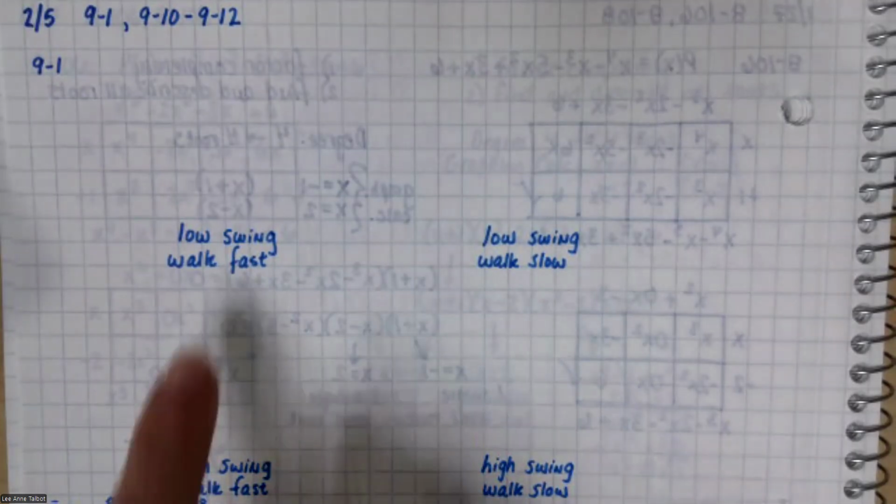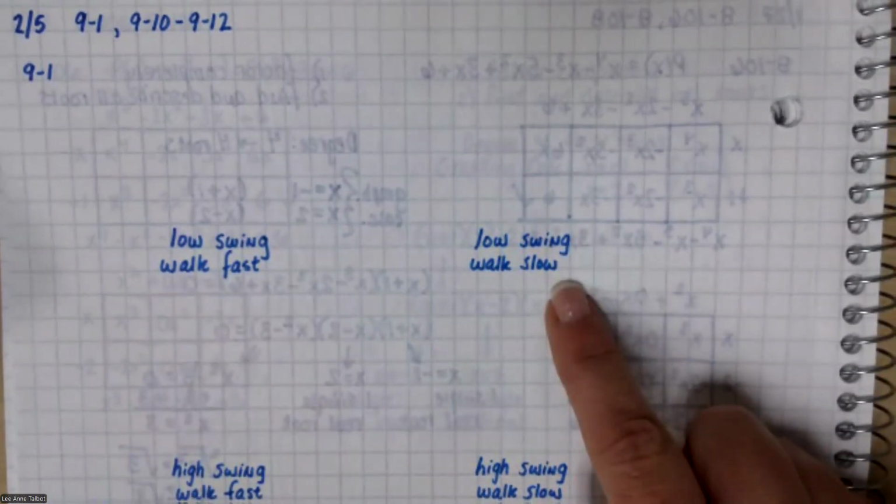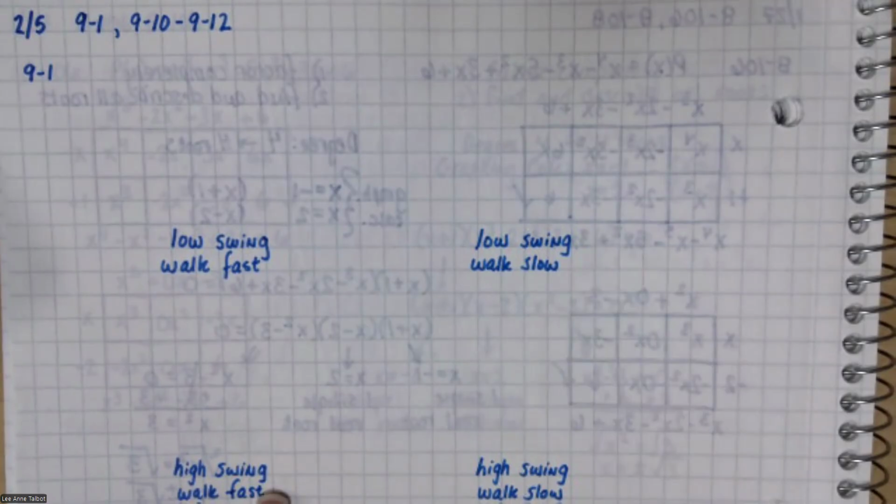If you're already in the back here, this says low swing, walk fast. Low swing, walk slow. High swing, walk fast. High swing, walk slow.